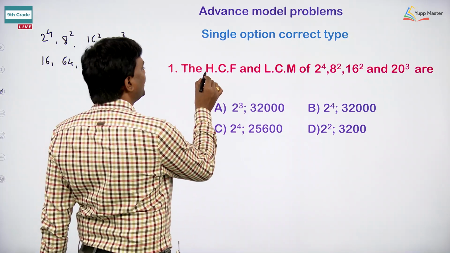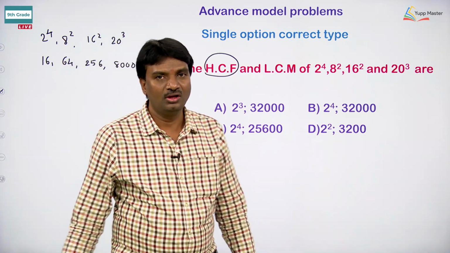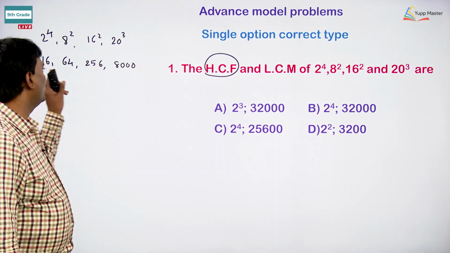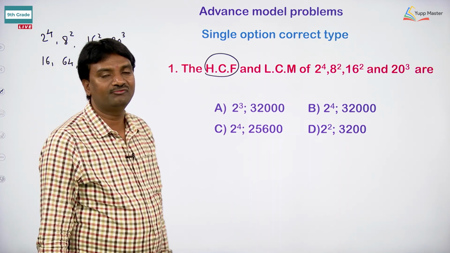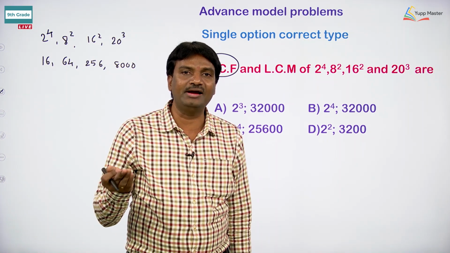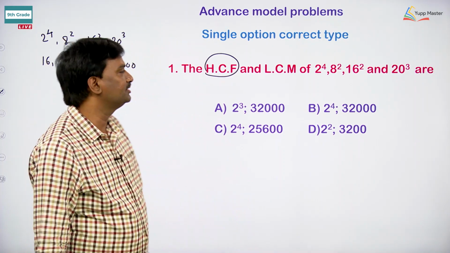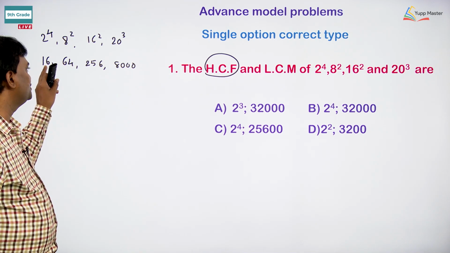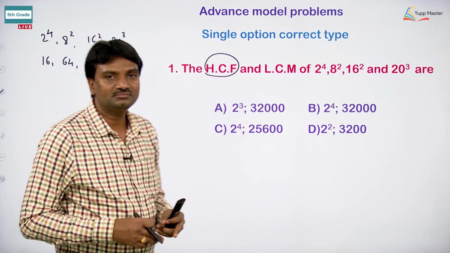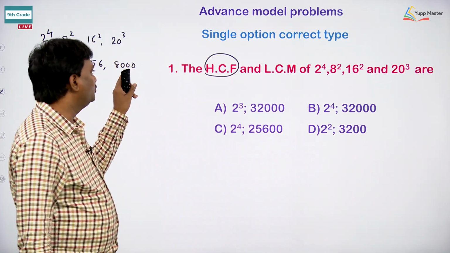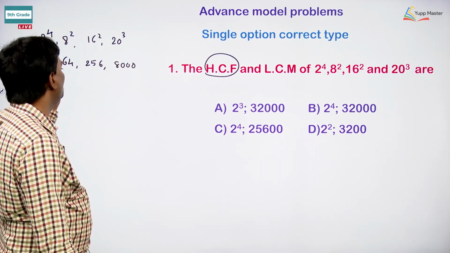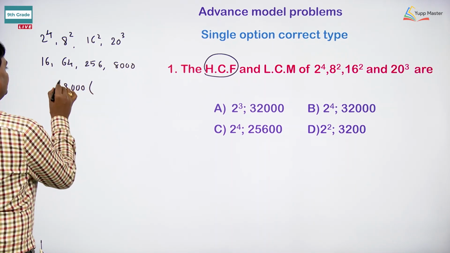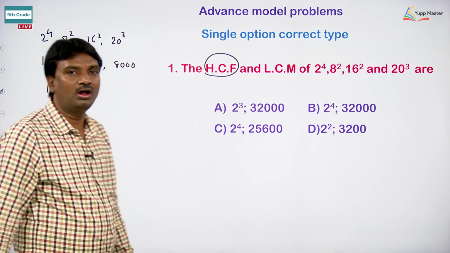According to the problem, we first have the HCF, so it is better to find the HCF of the given 4 numbers. To find the HCF of the given 4 numbers, we divide the greatest number by the smallest number. By observing the numbers, clearly 16 is the least number and 8000 is the greatest number. So we divide the greatest number 8000 by the smallest number 16.